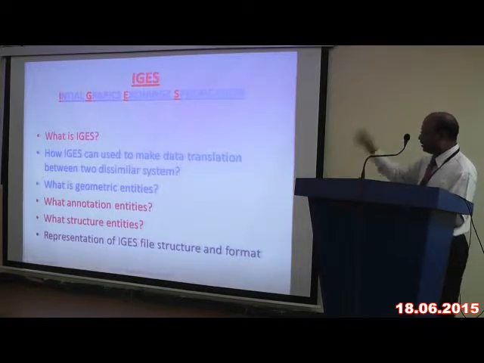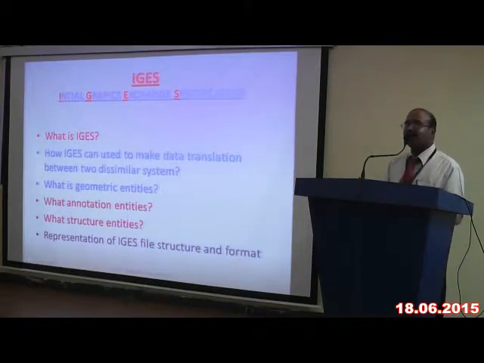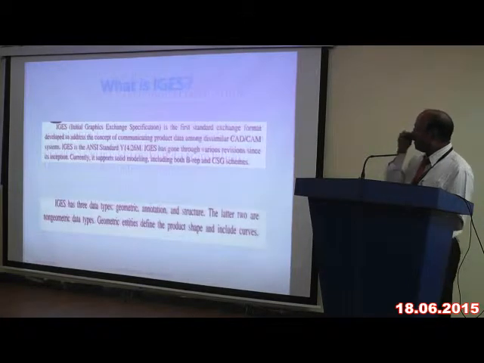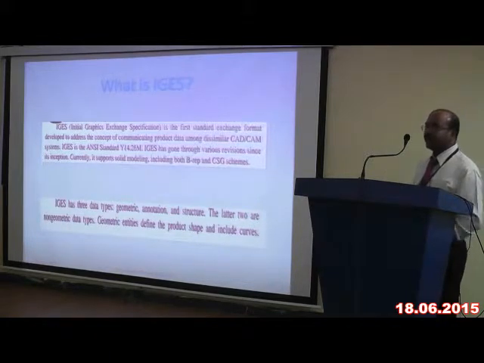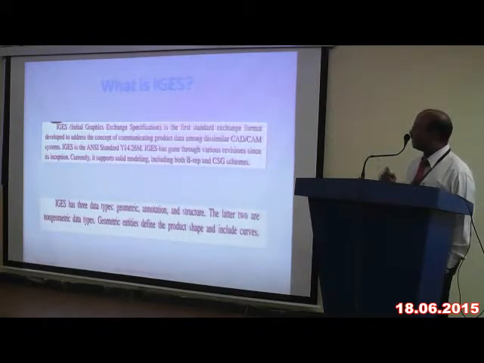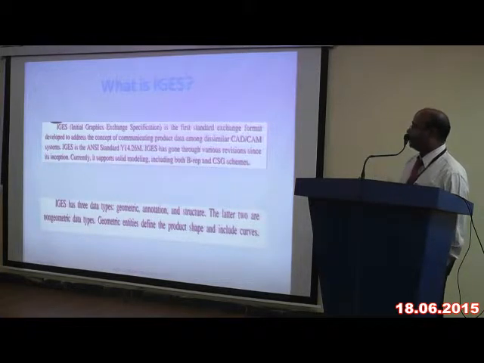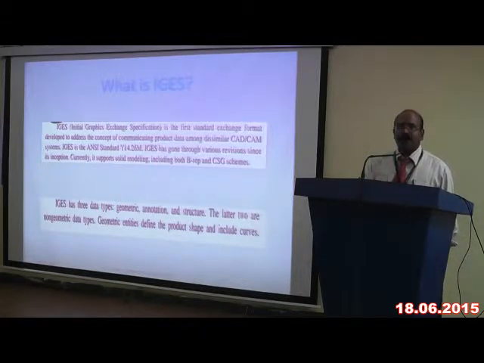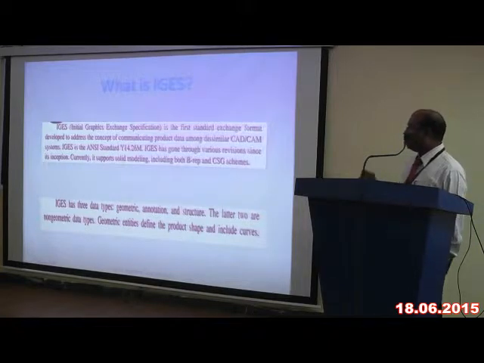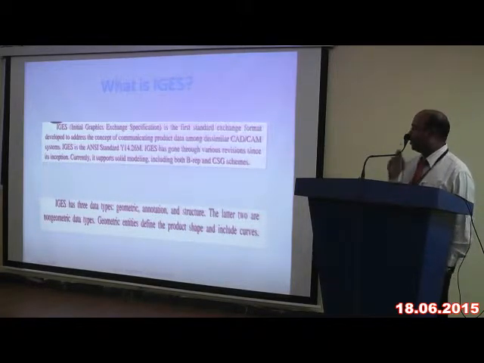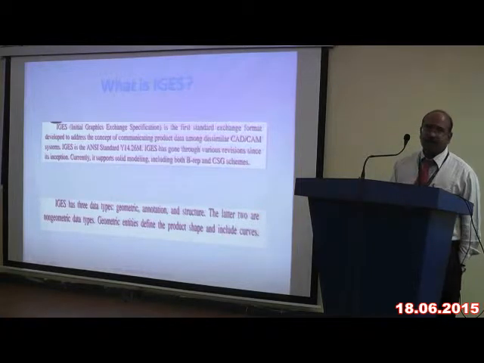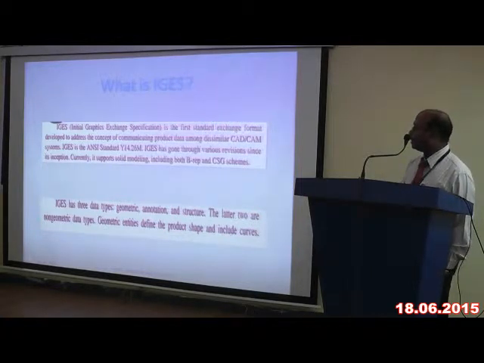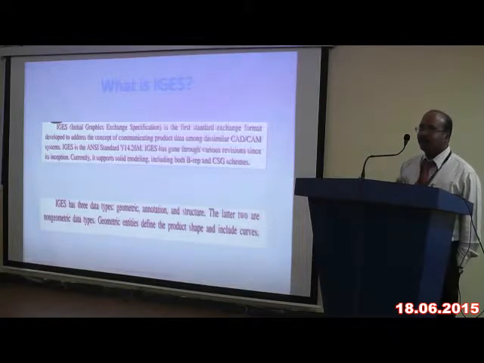And how do you execute these things? We need a file structure and a file format to execute it. So what about IGS? IGS is nothing but the Initial Graphics Exchange Specification. It is the first standard exchange format developed to address the concept of communicating between two dissimilar systems. So IGS has three types of data: first one geometric, another one called annotation, and the third one called structure.